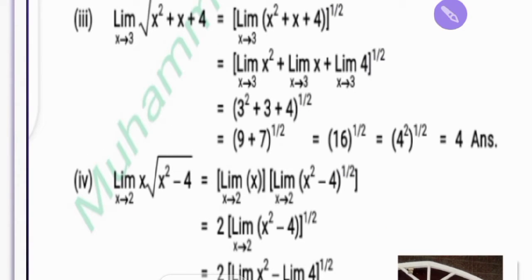As the limit is x approaches to 3, so we'll write limit x approaches to 3 inside power 1 by 2, and x square plus x plus 4 will be written same. As I have explained the first rule, that if there are 3 terms, so write limit with all the 3 terms. First term is x square, so write limit x approaches to 3 with x square plus limit x approaches to 3 will be written with x, and limit x approaches to 3 will be written with 4, and power 1 by 2 will be written same.